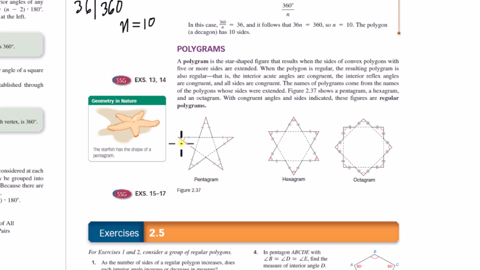But what's going to happen is, since we extended the sides of a regular pentagon, the angles are going to be congruent and the sides are going to be congruent. And then it says the interior angles are congruent and the interior reflex angles are congruent. So what they're talking about there is these interior reflex angles are all congruent as well. Okay, and so with congruent angles and sides indicated, these figures are regular polygrams. All right, let's work some example problems.